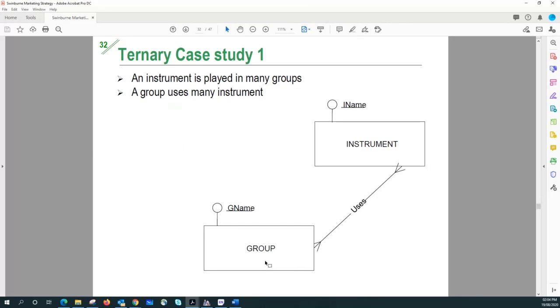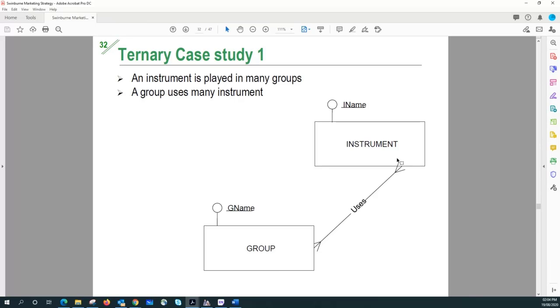The third relationship is between the groups and the instrument. An instrument can be shared by many groups, or played in many groups, with no restriction. And one group can have many instruments, with no restriction on how many. So there is a many-to-many relationship between the group and the instrument as well.